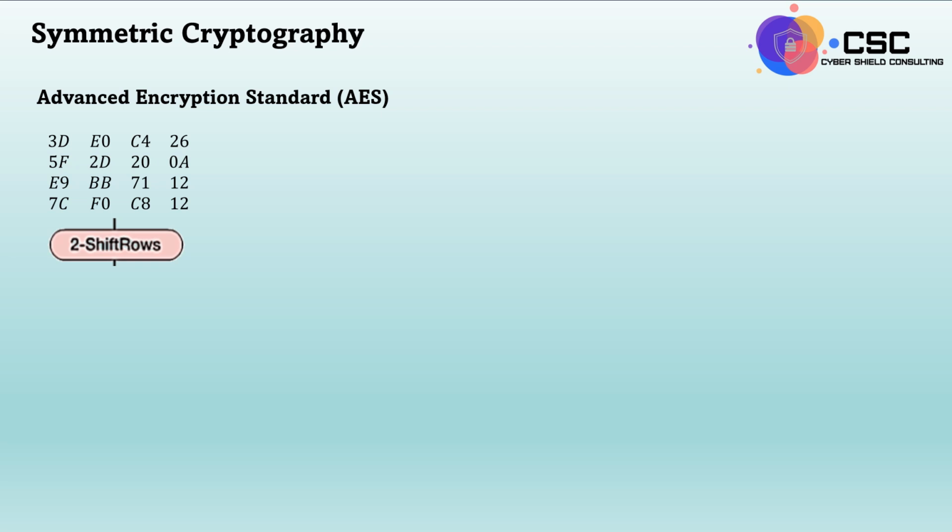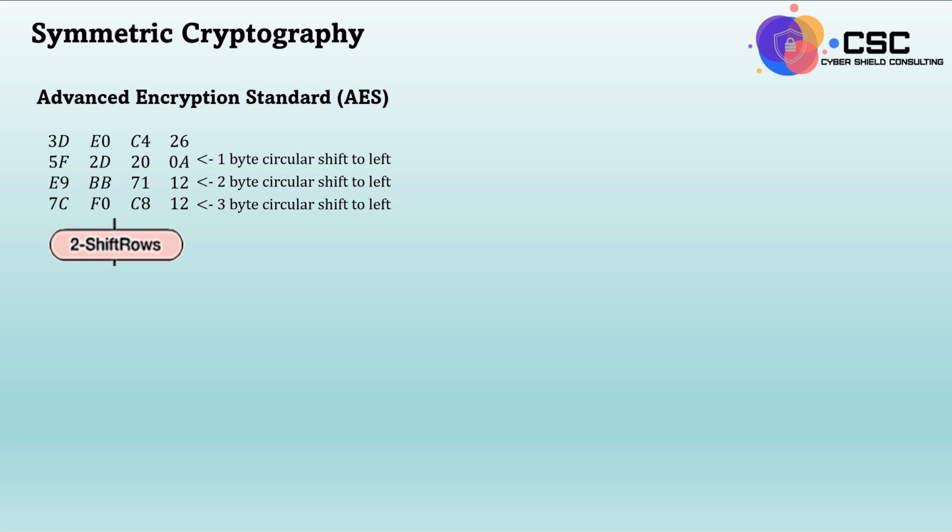The shift rows transformation works by shifting bytes within each row of the state matrix by a specific number of positions to the left. The shifts occur as follows. Row 1, the first row, no shifts. It remains unchanged. For row 2, the second row, we do a 1 byte circular shift to the left. For row 3, the third row, a 2 byte circular shift to the left. For row 4, the fourth row, a 3 byte circular shift to the left.